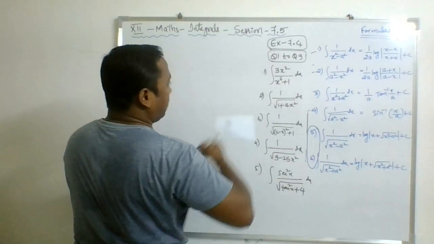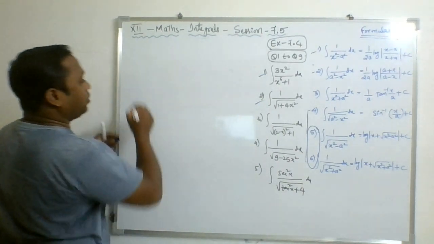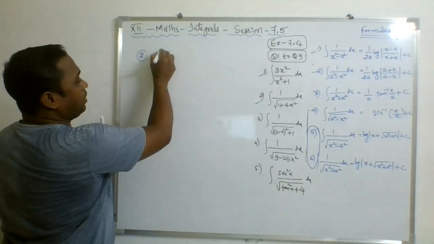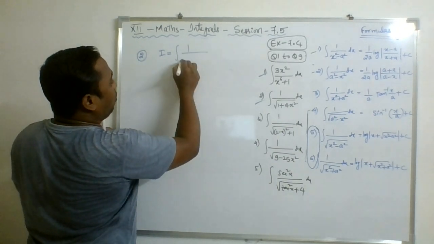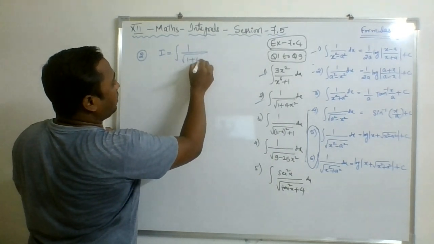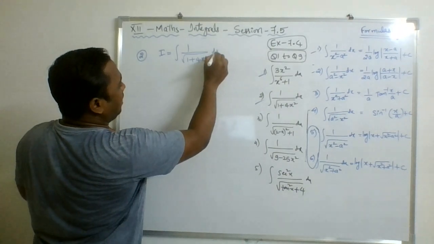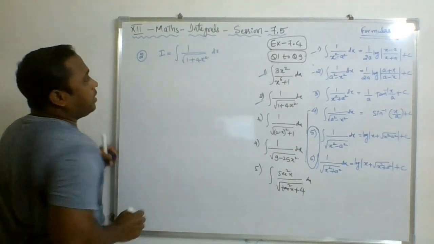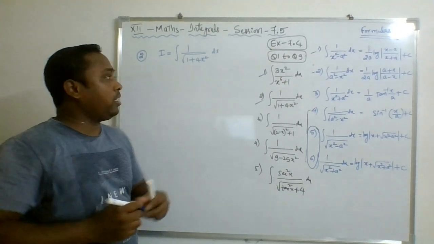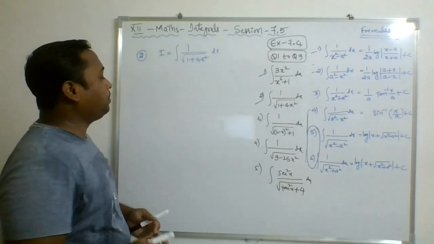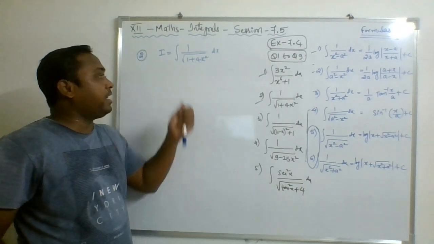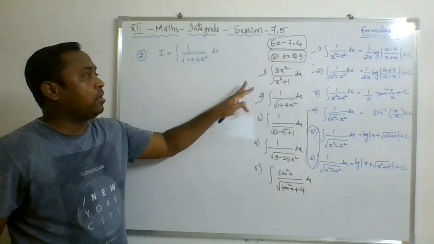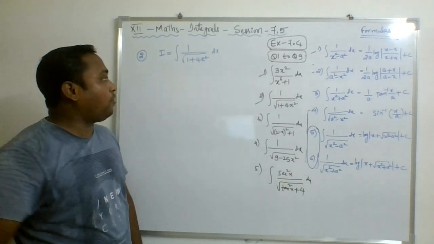So now question number 1 is done. We'll take question number 2. What is question number 2? I is equal to the integral of 1 upon under root 1 plus 4x square dx. See, it's not directly in the standard form, you can see here. But if you do some modifications, it will definitely convert into one of the standard forms.